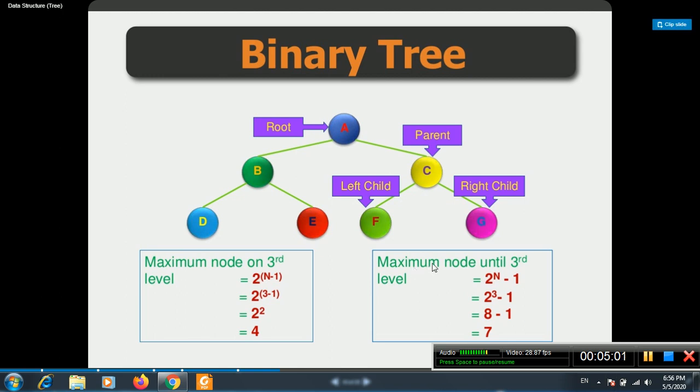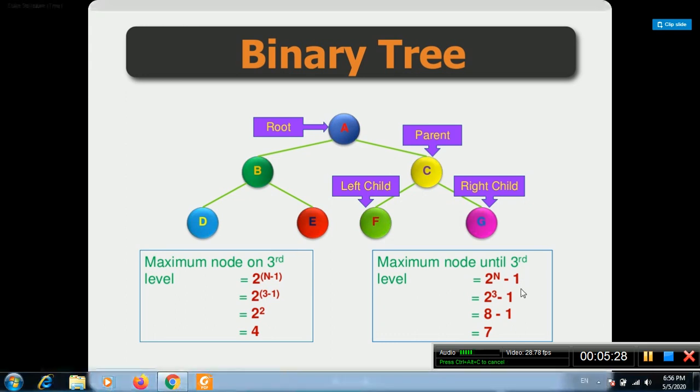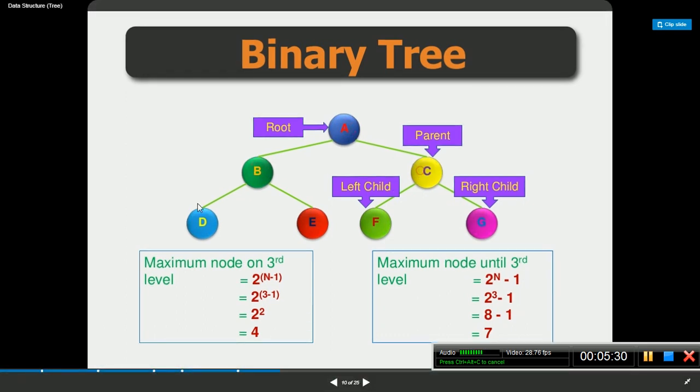And we can calculate the maximum nodes until the third level, means how many elements, how many nodes are there up to the third level. So 2 to the power n minus 1, where n equals 3: 2 to the power 3 minus 1 equals 8 minus 1 equals 7. So the total number of elements in the tree is 7: 1, 2, 3, 4, 5, 6 and 7. So in the whole tree, the number of nodes is 7.